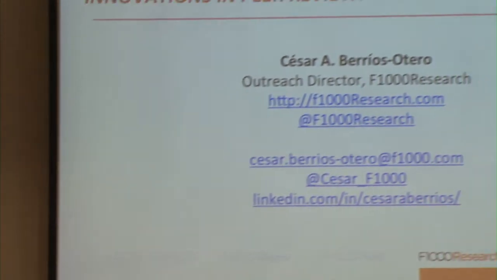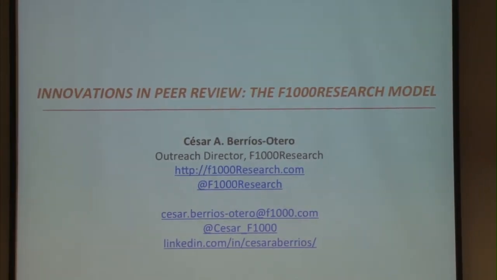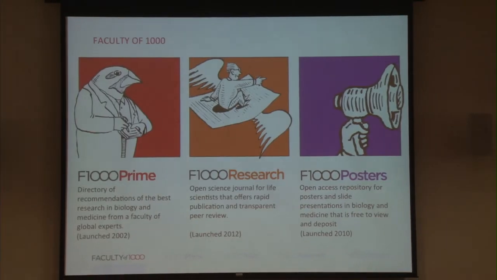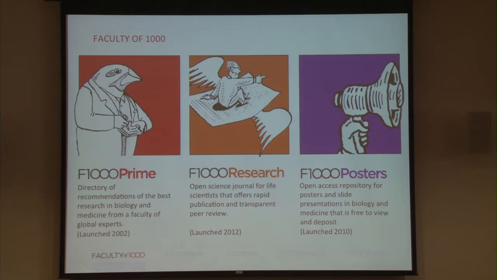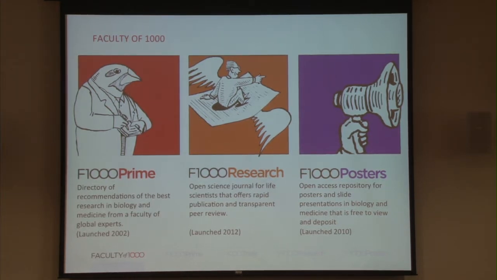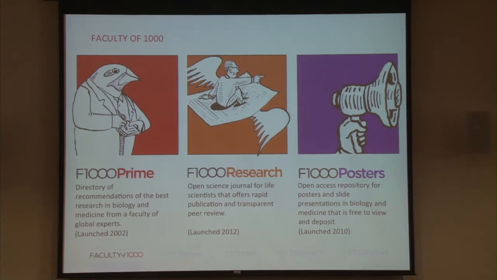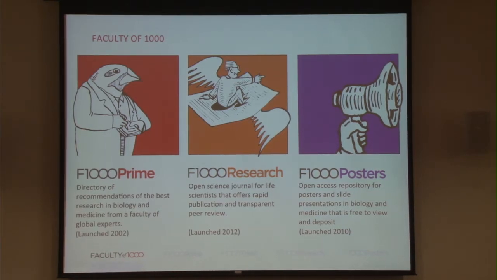My name is Cesar Barrios, and I'm the Outreach Director for F1000 Research. F1000 Research is one of three products currently published by Faculty of 1000. You might know us by our signature product, F1000 Prime, which is a directory of recommendations of the best research in biology and medicine from a faculty of global experts, which is somewhat similar to PubPeer and PubMed Commons, in that this faculty of global experts rates and recommends the top articles in their field.